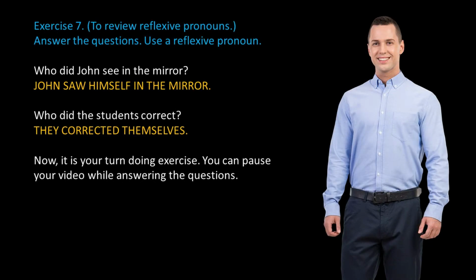Exercise 7. To review reflexive pronouns, you should answer the questions by using a reflexive pronoun. Examples. Who did John see in the mirror? John saw himself in the mirror. Who did the students correct? They corrected themselves. Now, it is your turn to do the exercise. You can pause your video while answering the questions.